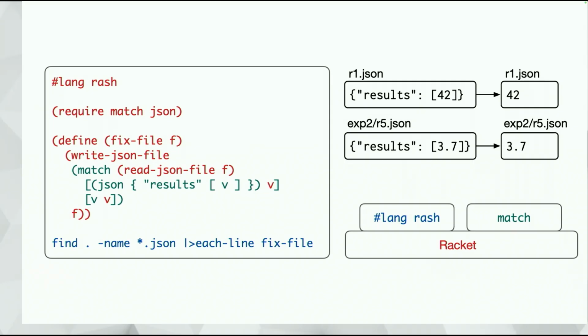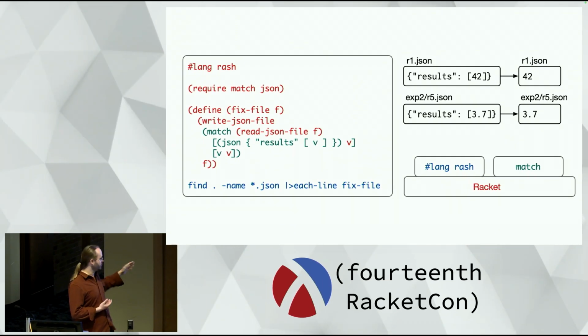We're going to use Rash to interact with the Unix shell so that we can use the find command in the Unix shell to search for all these files. And then we're going to use this each line pipe. This is a pipe that intermediates between the Unix shell and Racket. We're piping each line not to another shell command, but to a Racket function, the fix file Racket function. That's in red. And the fix file function is going to use Racket code to read the JSON file and write the JSON file just using the JSON library in Racket.